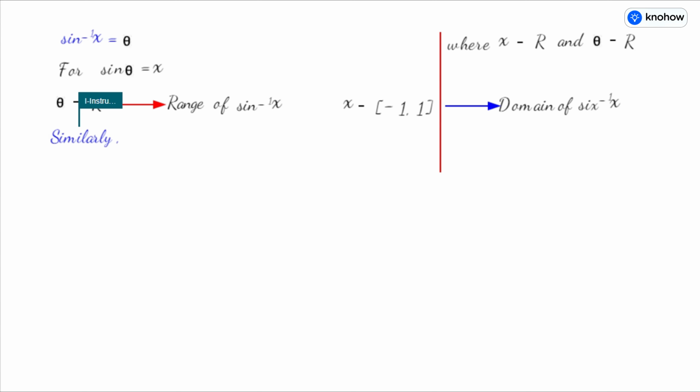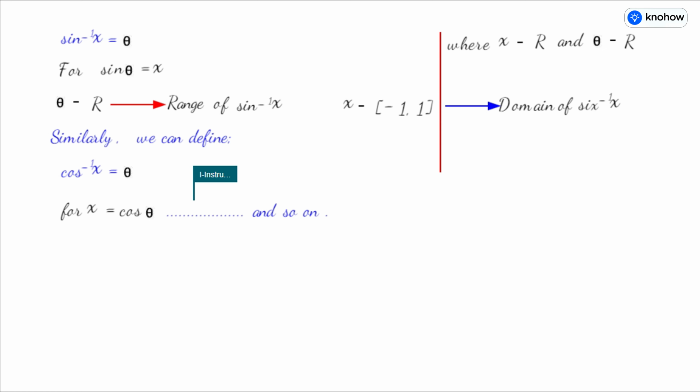Similarly, we can define the other inverse functions. Cos inverse x is theta for x equal to cos theta, and so on, third, fourth, fifth, sixth. But of course, their domain and range will vary. So we'll come back to the domain and range of all the trigonometric functions one by one after some time. Let me take some simple examples of inverse functions.